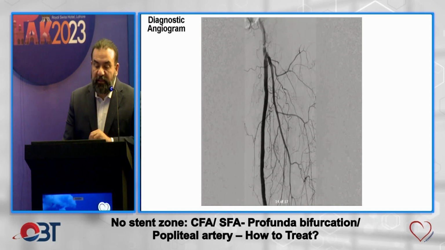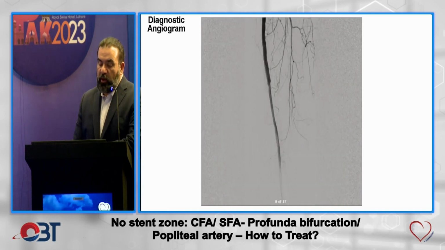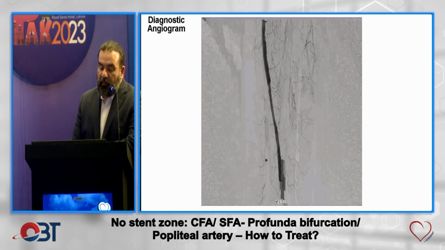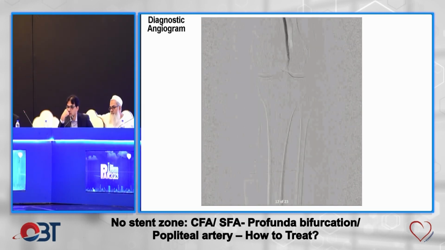And on first pass, you can see the widely patent stents. You see that focal napkin ring lesion in the common femoral artery. You can see the stents are patent. You can see the non-stented segment. And there's below knee disease. You have 2 vessel runoff, which you'll see right now.